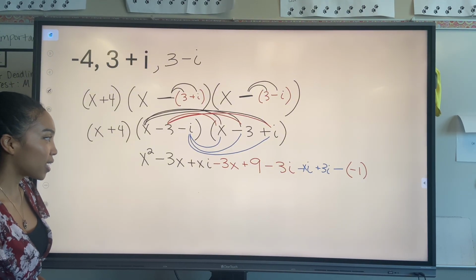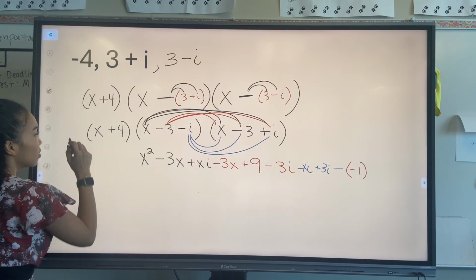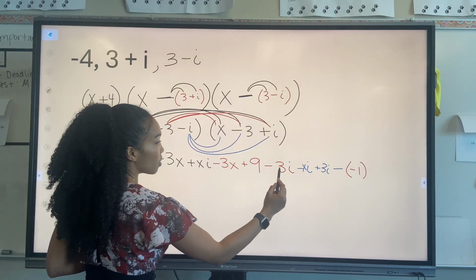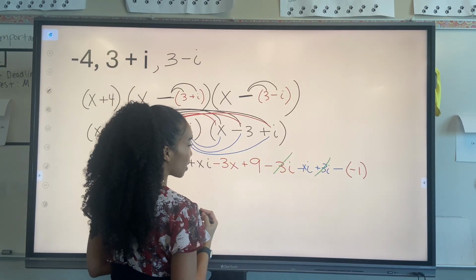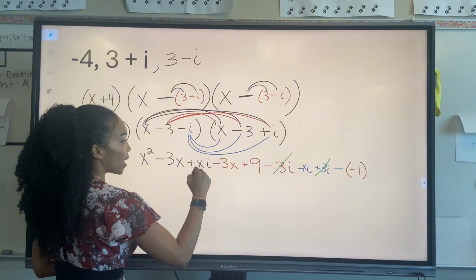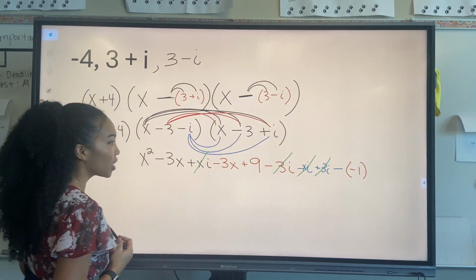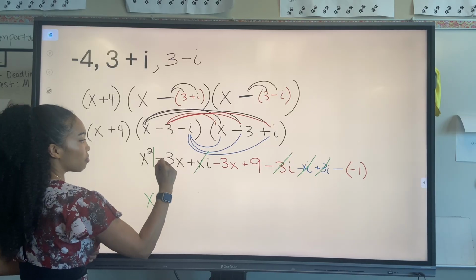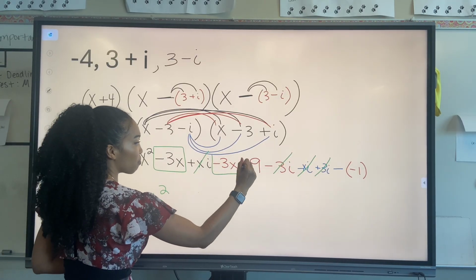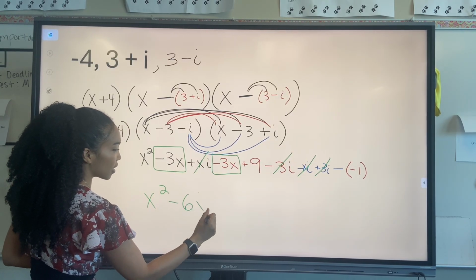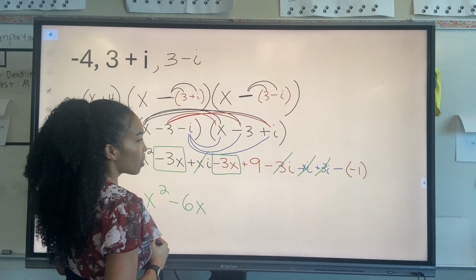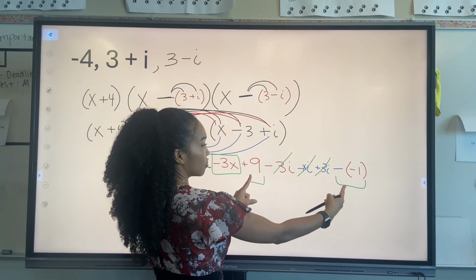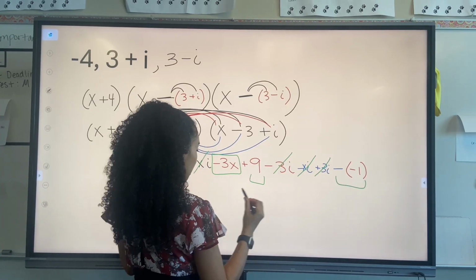Can you guys see what cancels out? The 3i. Yep, the negative 3i and the positive 3i. What else? Xi. Xi and negative xi. Okay, great. So I have x squared minus 3x, and another minus 3x is minus 6x. And what do you think is going to happen to these numbers? What will they be? 10. Good. Plus 10.